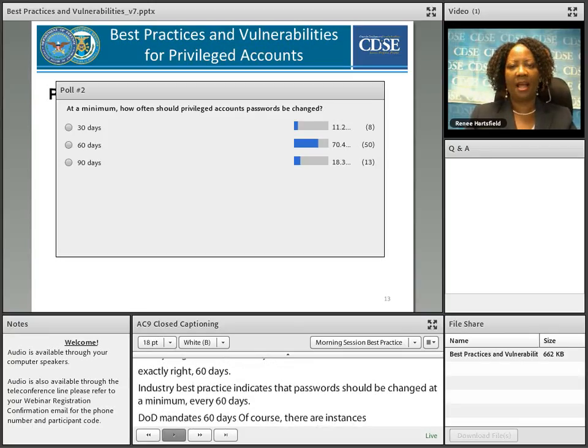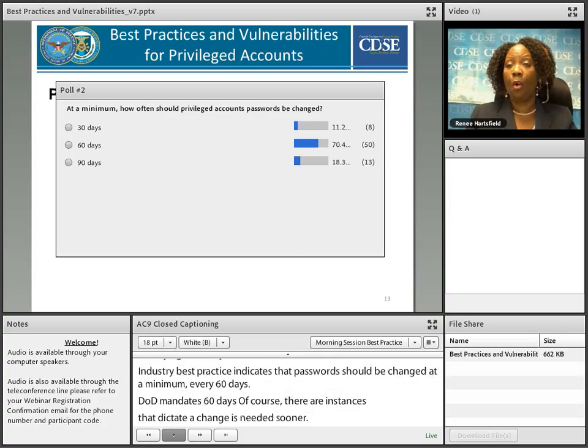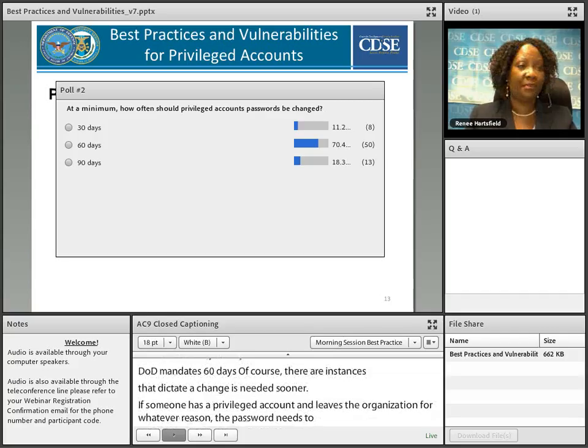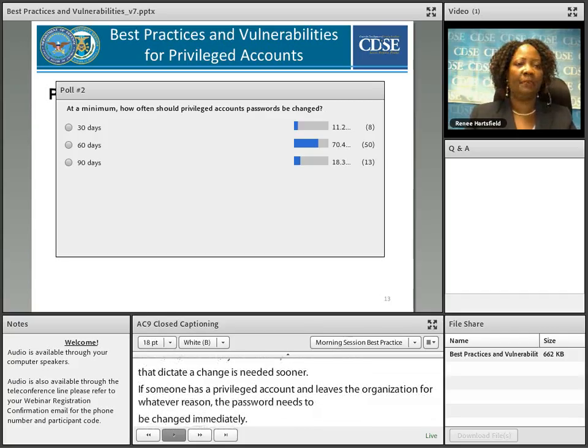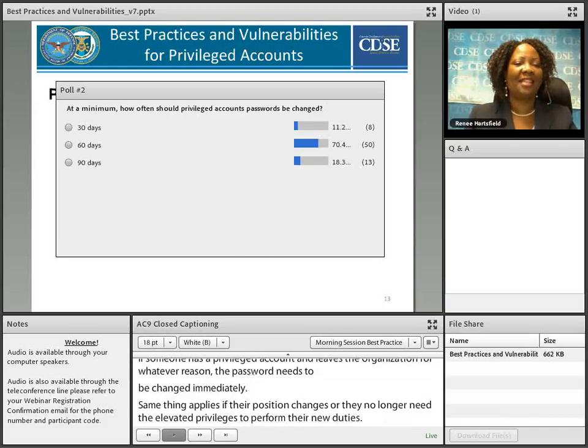Same thing would apply if their position changed or they no longer needed those elevated privileges to perform their new duties. An example is when someone is being administratively removed. At the same time, that person's access should be removed also. There should be no lag time.